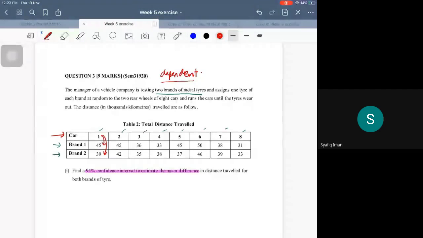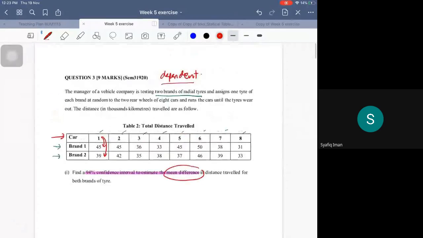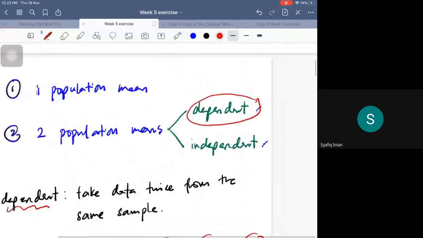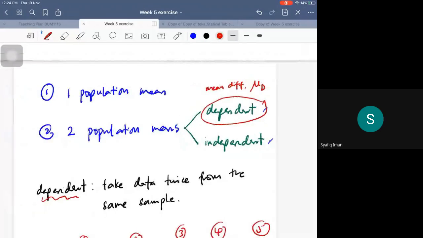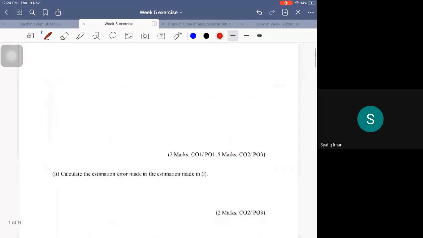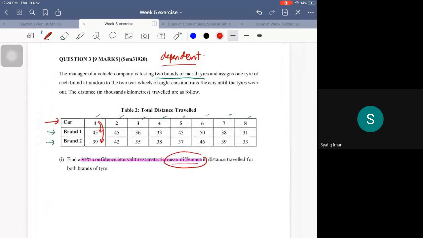Another hint that this is a dependent sample is the phrase mean difference. When we talk about dependent sample, we use the term mean difference because the symbol that we use is mu d. And for the case of independent sample, we use the term difference in means, which is mu1 minus mu2, right? So that will be a hint of whether this is a dependent or independent sample. And this question is actually very straightforward. It tells you right away that we wanted a mean difference.